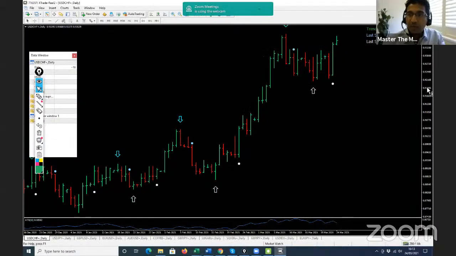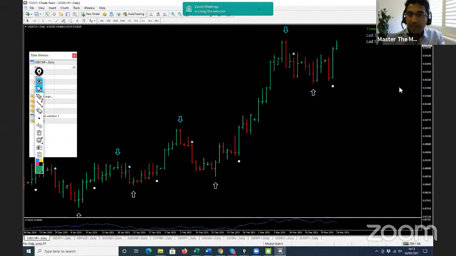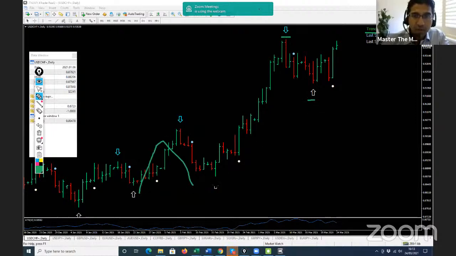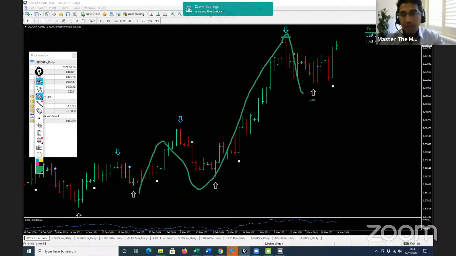So you see, for example, let's take a look at dollar Swiss at the moment. If you take a look at dollar Swiss, the trend is up at the moment, isn't it? According to our smart money indicator and the quantification of the tops and bottoms, which we've talked about before.